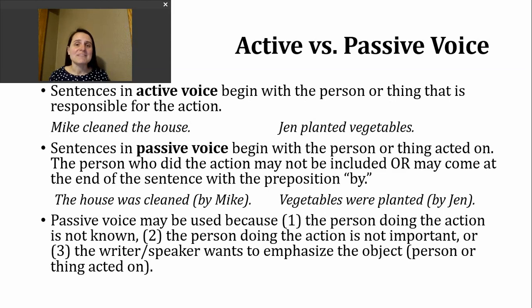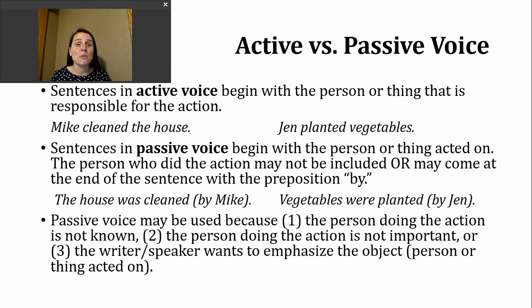It's more common to see active voice, and we generally encourage people to write in active voice so that it's clear to your audience who is responsible for this action. But there are times where it's appropriate to use passive voice.